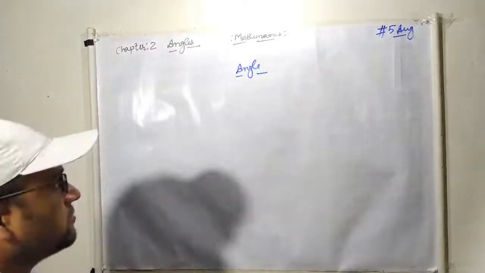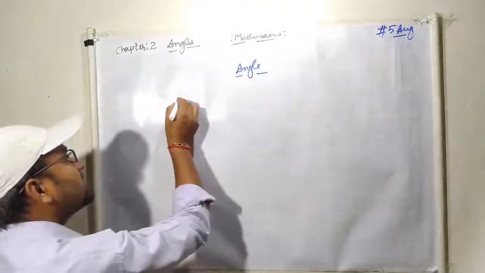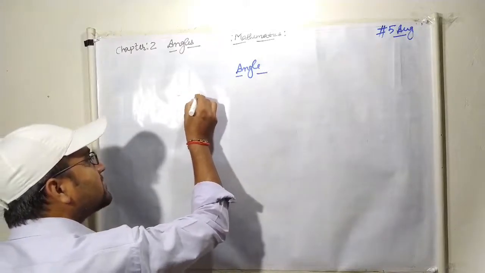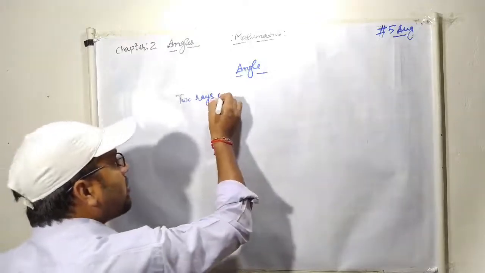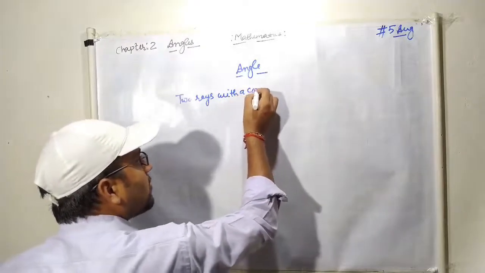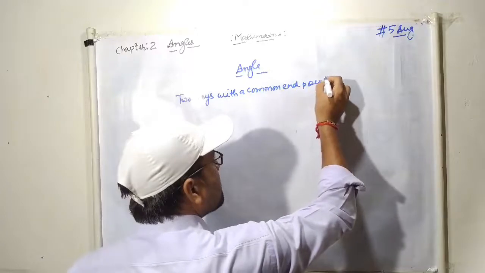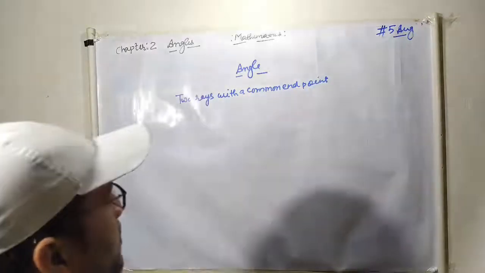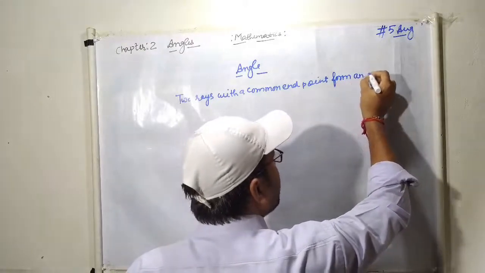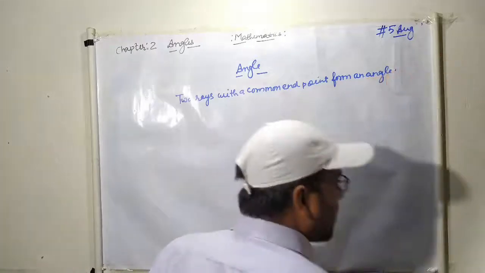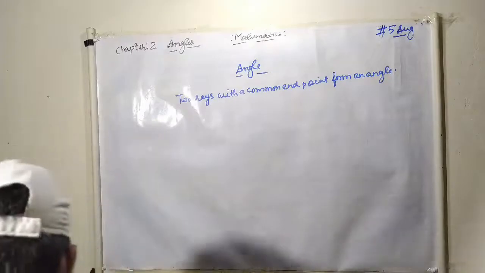When two rays with a common endpoint, two rays with a common end point form an angle. Okay, form an angle. Two rays with a common end point form an angle.